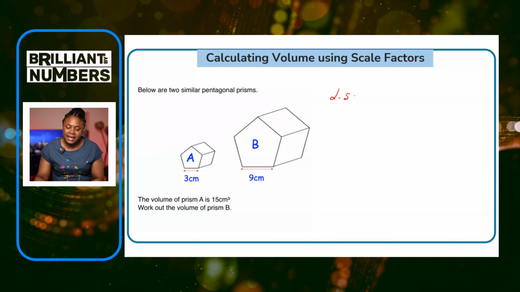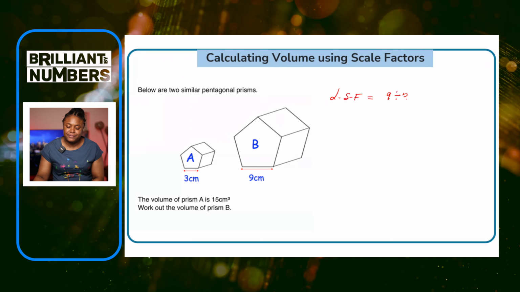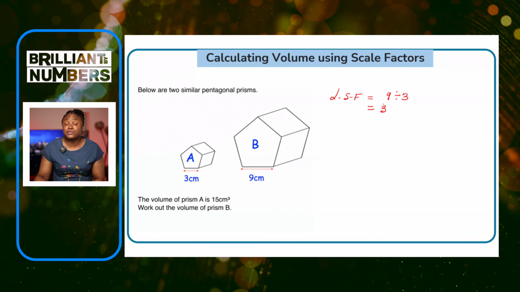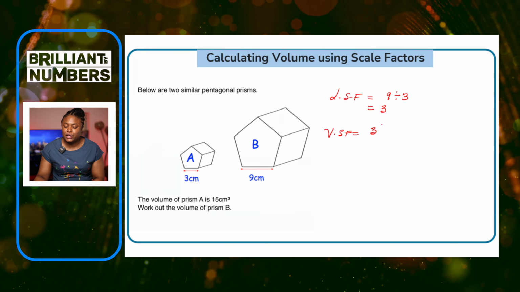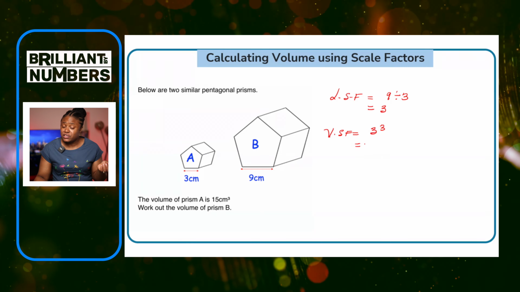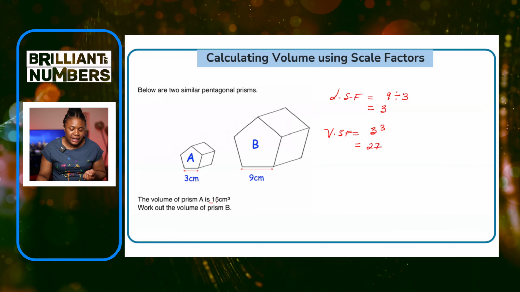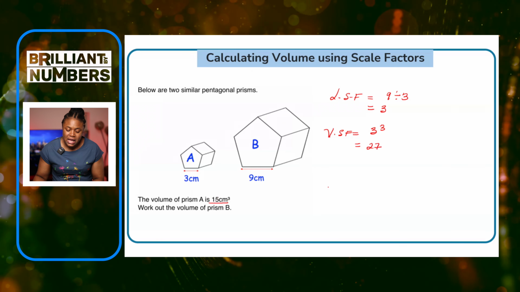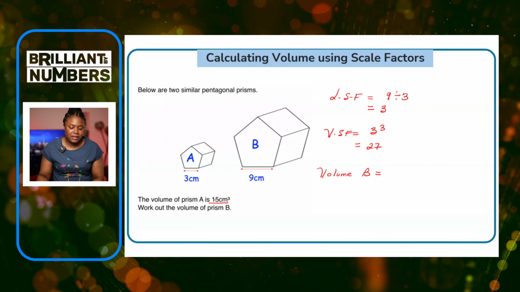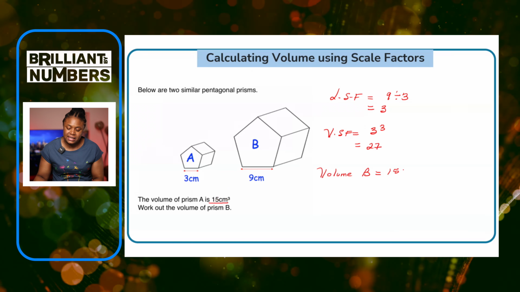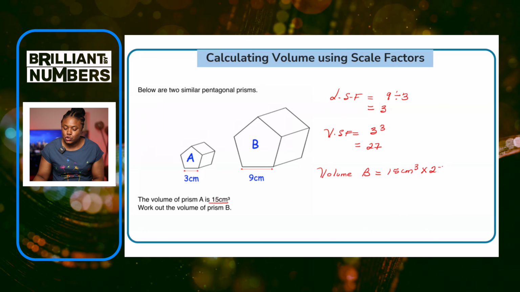So linear scale factor is equal to 9 divided by 3. So 9 divided by 3 is equal to 3. So therefore, my volume scale factor would be equal to 3 cubed, and 3 cubed, we've just done that, is 27. So therefore, if I know volume A is 15 centimeters cubed, then volume B is equal to the volume of A, which is 15 centimeters cubed, multiplied by the volume scale factor, which is 27.